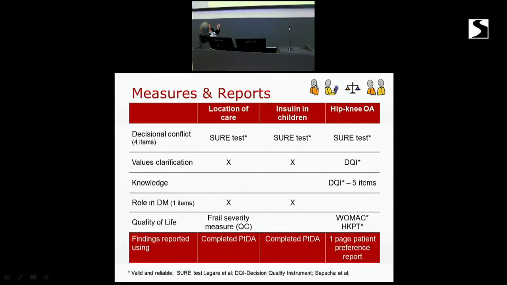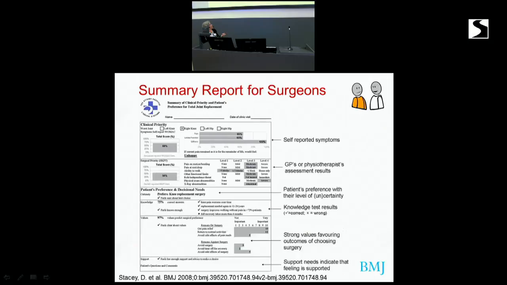Role in knowledge, we use a knowledge test in this instrument. Role in decision making, we measured quality of life. We used the frail severity measure, and we used WOMAC and hip knee priority tool. And we reported the findings using the decision aid in two studies, and in the third study, we used a patient preference report. And in this preference report, you can see at the top, we have the clinical priority from the patient perspective, and how severe is their pain, functional limitations.